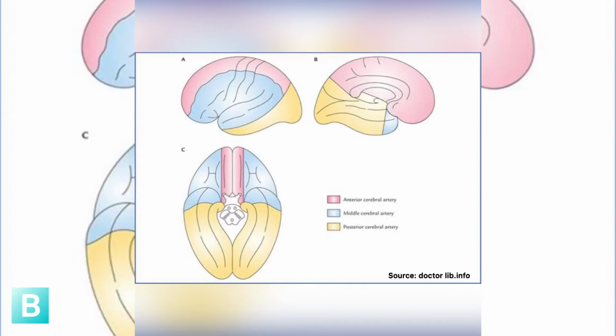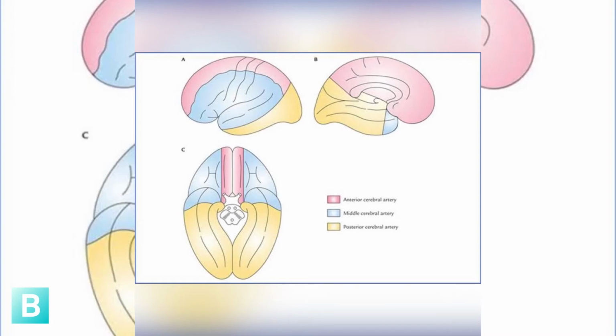Let's look at the arterial supply of the different surfaces of the cerebral hemisphere. Figure A shows the superolateral surface. About 2/3 of this surface is supplied by the middle cerebral artery as marked in blue. Figure B shows the medial surface. Most of the medial surface, that is the anterior 2/3, is supplied by the anterior cerebral artery marked in pink. And the occipital lobe is supplied by the posterior cerebral artery marked in yellow.